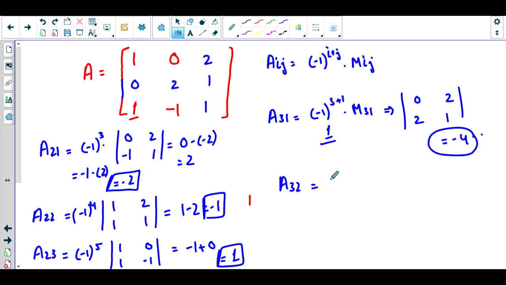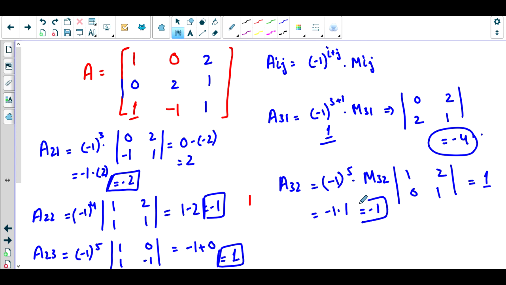A32 is minus 1 power 5 into M32, which means you have to remove the third row and the second column. So 1, 2, 0 and 1. We are left with 1, 2, 0, 1. 1 ones are 1 and 0 into 2 is 0, so 1, but here it's minus 1 power 5, so minus 1 into 1, it will be minus 1.